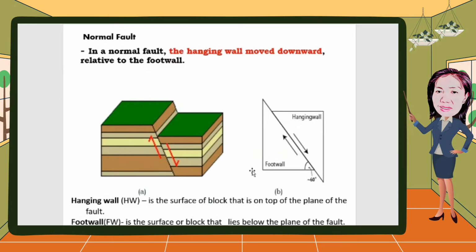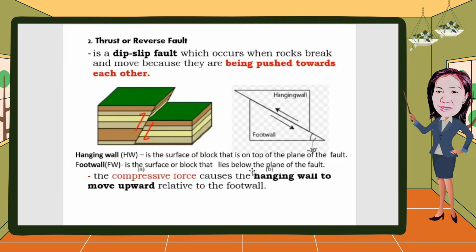So another type of dip slip is the reverse fault or the thrust. This is a type of dip slip fault which occurs when rocks break or move because they are being pushed together.